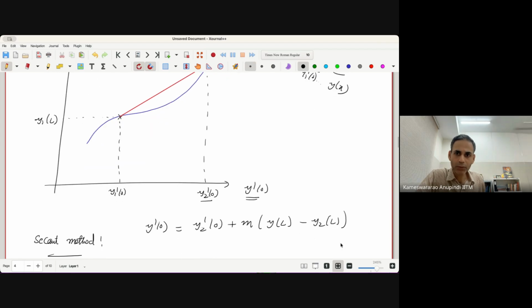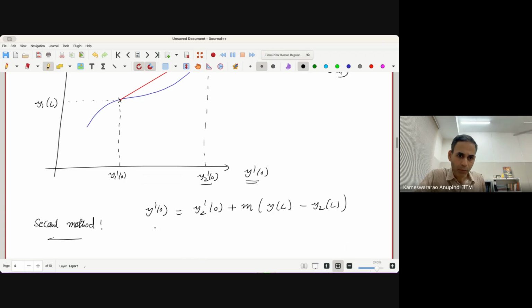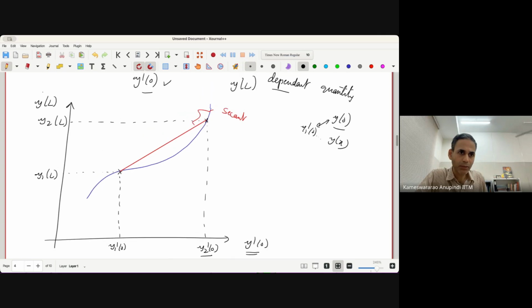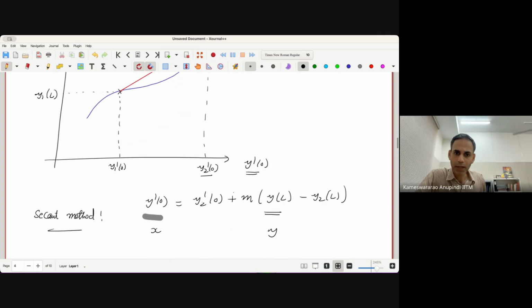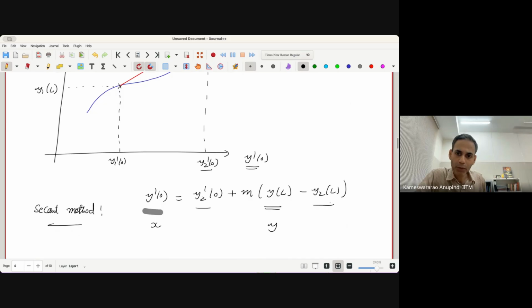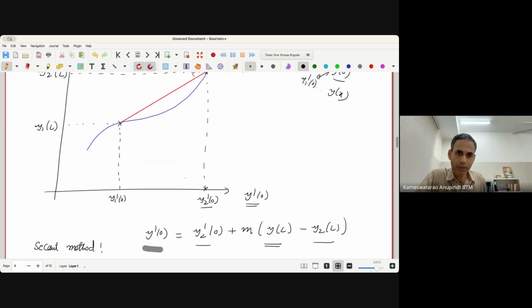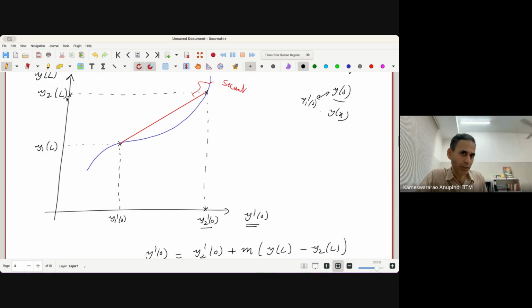So what is y of L here? y prime of 0 is something like x, and yL is something like y, because this is on the y-axis. That's what we have. And then y2 prime and y2L are the intercepts. y2 prime 0 is here and y2L is here. These are the intercepts.